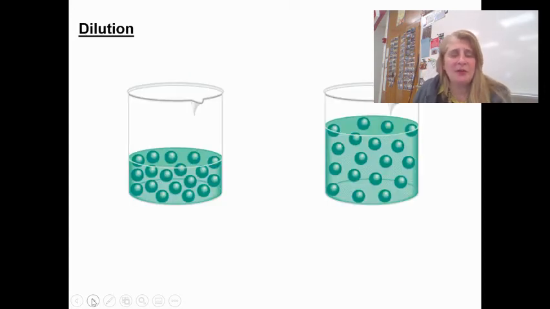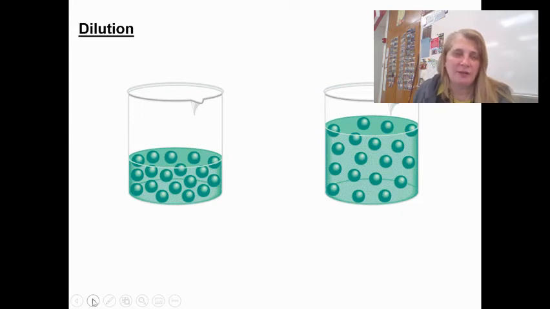Now let's talk about something called dilution. If you remember, we touched on this when we learned things that speed up a reaction, such as concentration. A dilution is when you add more water. So when you dilute something, the volume always ends up being greater and the molarity always ends up being less. So when you're diluting something, you're taking it from being more concentrated to less concentrated.